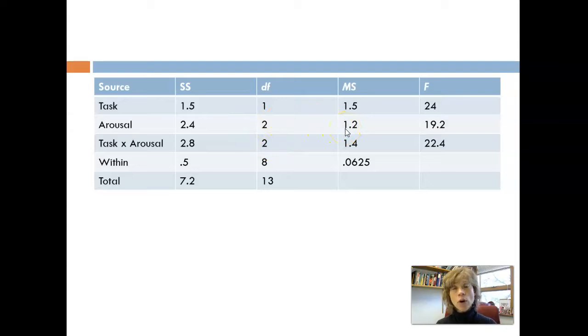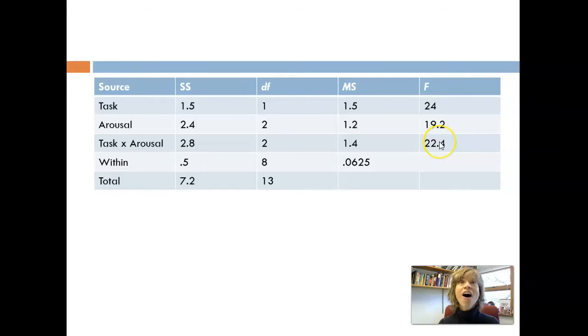Again, it is very much like the one-way ANOVA, where you take sums of squares going along the rows, you do the sums of squares divided by the degrees of freedom, which gives you the mean square. But then you need to know how to do the F's, which is always the mean square for that row over the mean square within. Okay, so when we take 1.5 divided by 0.0625, we get an F of 24, which is just a whopping huge F. Actually, all of these F's are significant here.